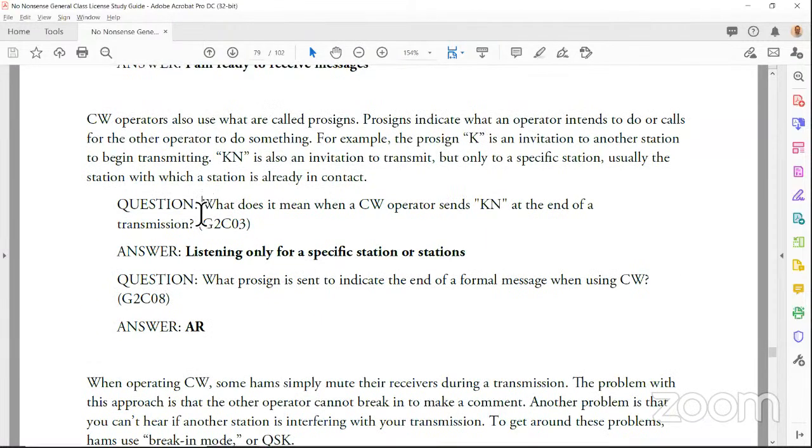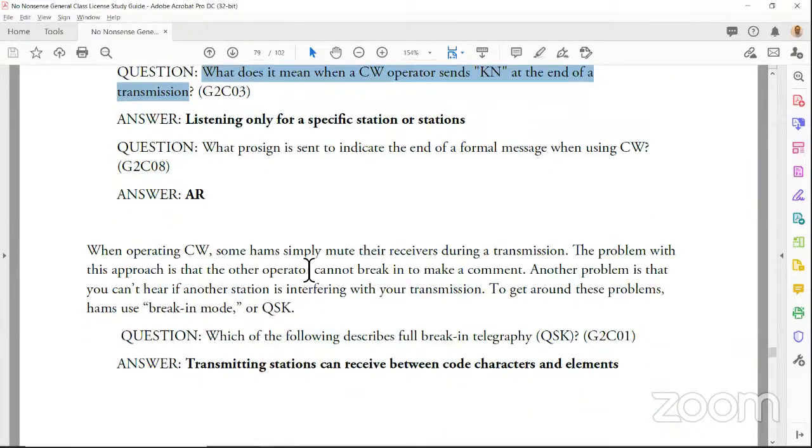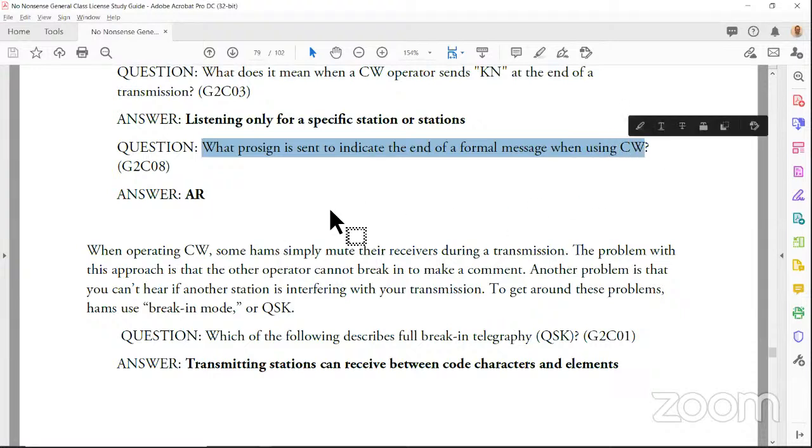Okay. Next question. What does it mean when a CW operator sends KN at the end of a transmission? It means listening only for a specific station or stations. That's the prosign KN. Next one. What prosign is sent to indicate the end of a formal message when using CW? That prosign is AR.